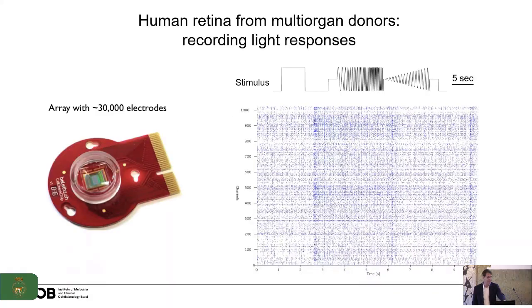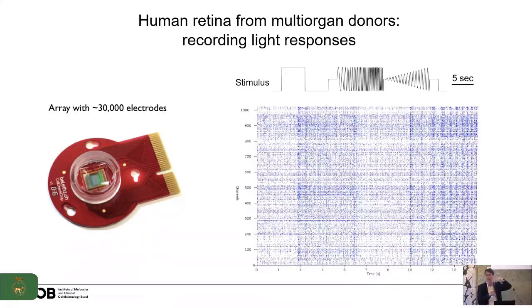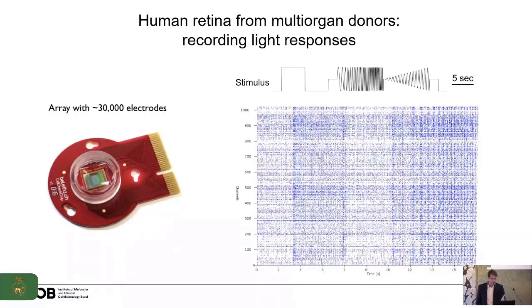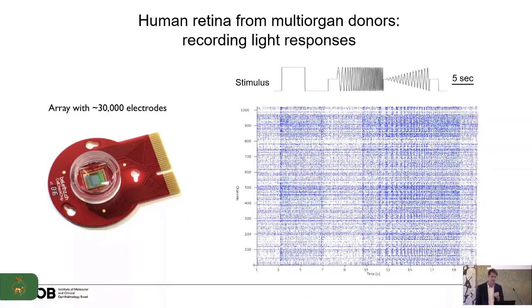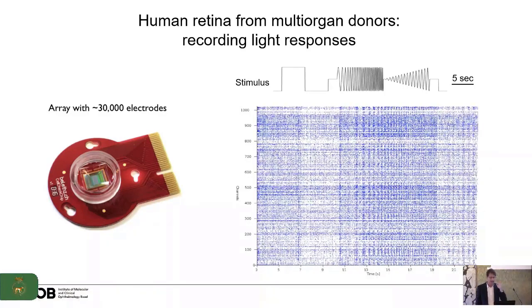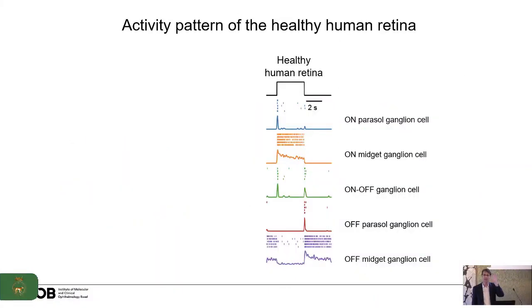We can measure with a little chip that has 30,000 electrodes. We can put it on the retina and stimulate with light. And doing that, here you can see that actually an hour after the death of the patients, we can see the entire retina responding as we flicker light. And then we can measure these information channels.